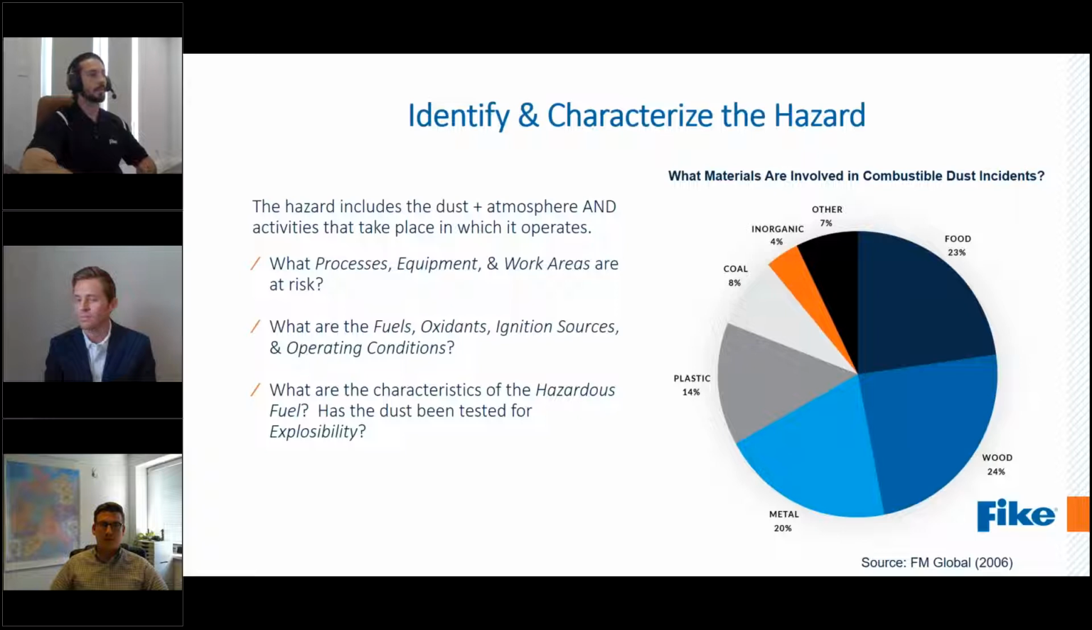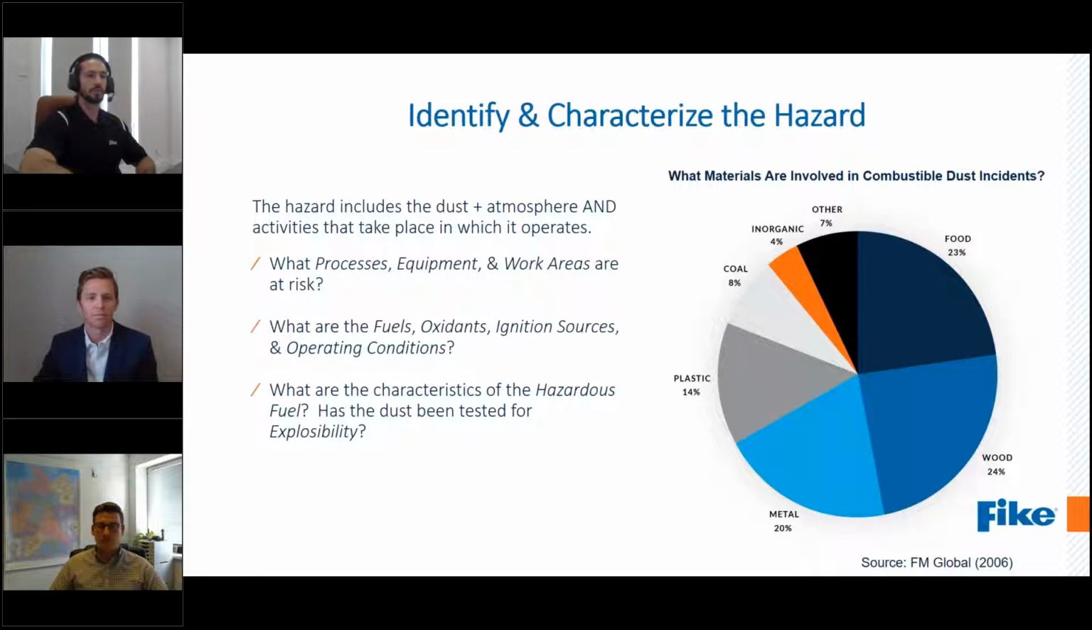So first, like I had mentioned, we want to identify and characterize the hazard that might be involved in your process. The hazard, as far as Fike might be concerned, would be a dust plus the atmosphere that it is involved in, as well as the activities that take place around the operations where the dust might exist. As far as combustible dusts are concerned, you can see a variety of materials that might be involved in these types of explosion incidents. Largely, you'll see food and wood processing hazards, but following closely to that are metal dust hazards, plastic dust hazards, and then you'll also see trace amounts of coal or other types of inorganic materials.